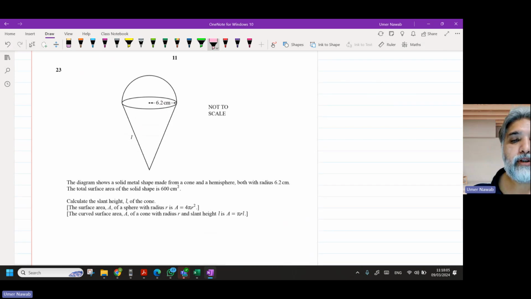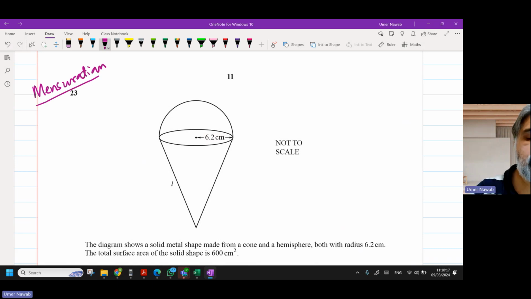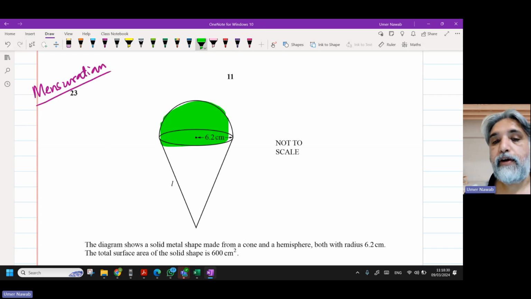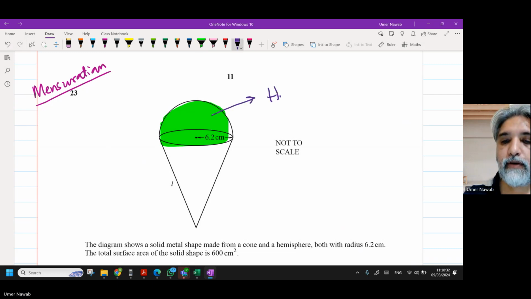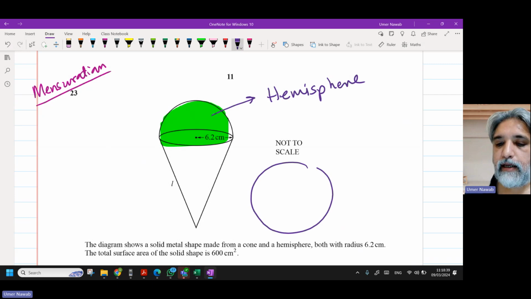Now we go to question number 23, which is related to mensuration. Mensuration is related to area, volume, surface area, and total surface area parameters. So we can see a compound shape here where he has given you half of a sphere, which is called a hemisphere.